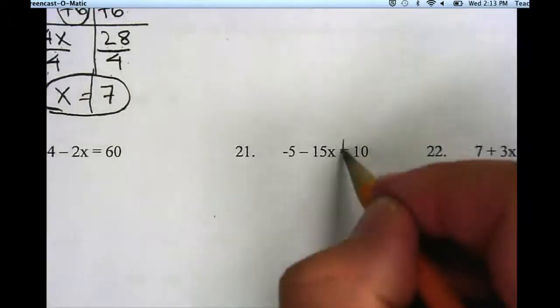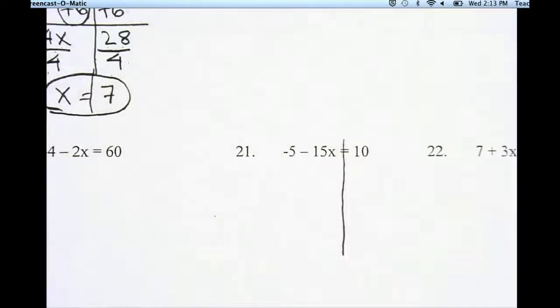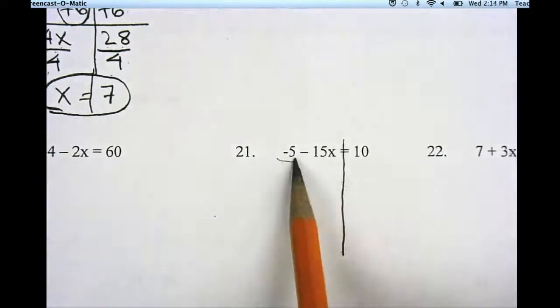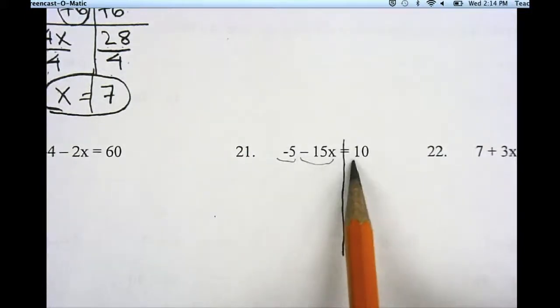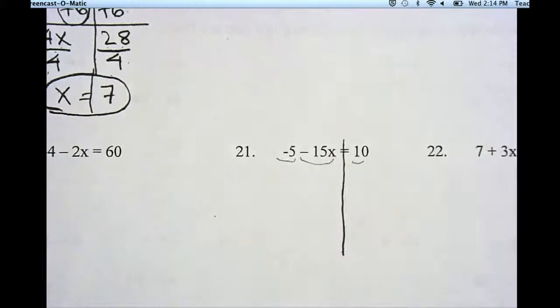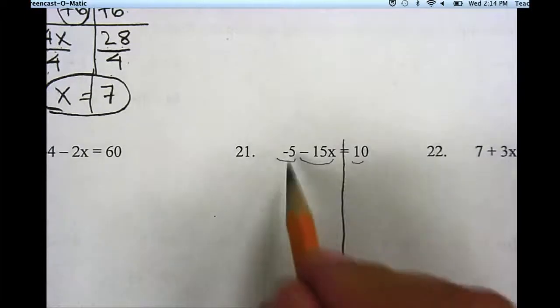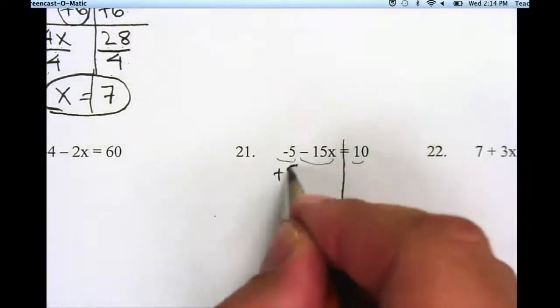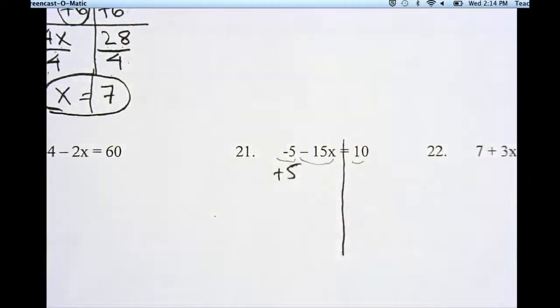Let's look at number 21 and try that one. Same thing. Make my fence. I've got to create a 0 on the side where x is. Right now I have negative 5, negative 15x, and 10. To create a 0, I have to get rid of this negative 5. What do I add to negative 5 to make 0? Positive 5, because positive 5 and negative 5 are opposites of each other.